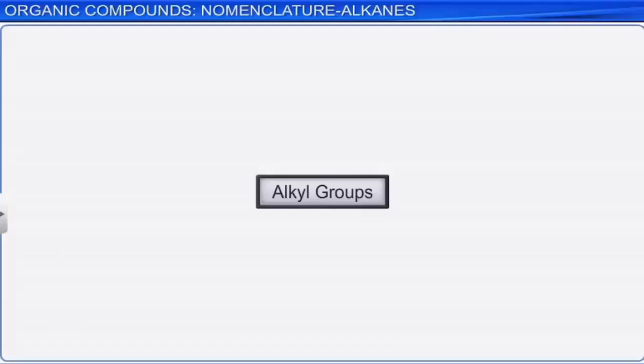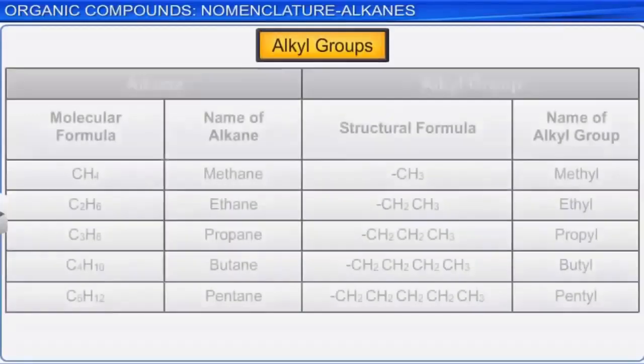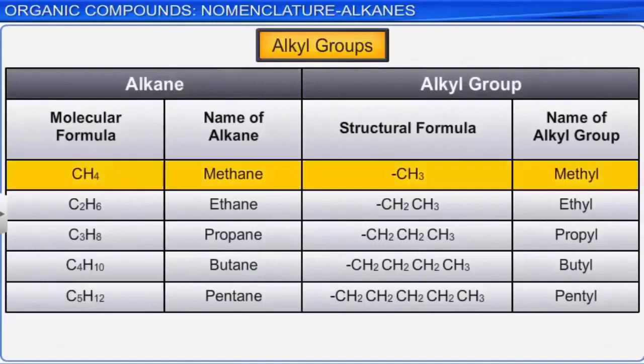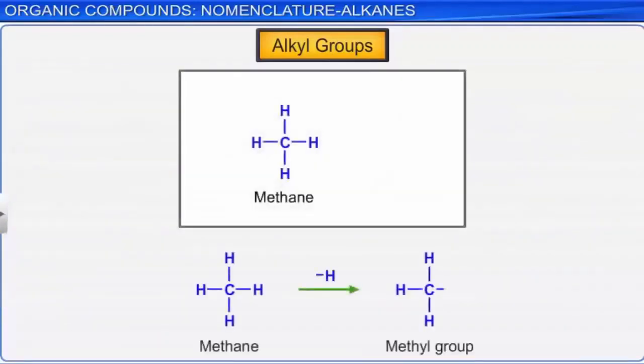Let us briefly study about the alkyl groups. The group which consists of 1 hydrogen atom less than an alkane is called an alkyl group. For example, if 1 hydrogen atom is removed from methane, that is CH4, we get the alkyl group CH3. An alkyl group is named by replacing the ane in the name with yl. Thus, the name of the alkyl group of methane will be methyl.